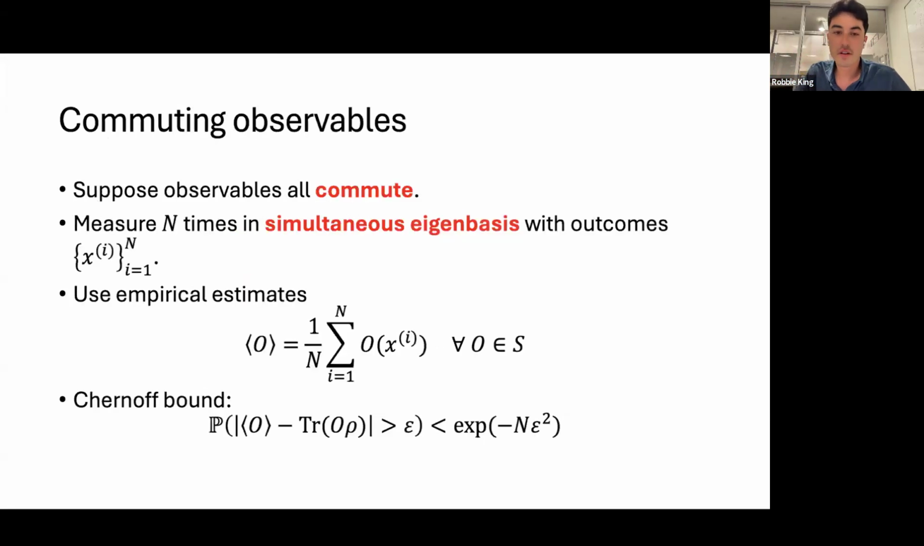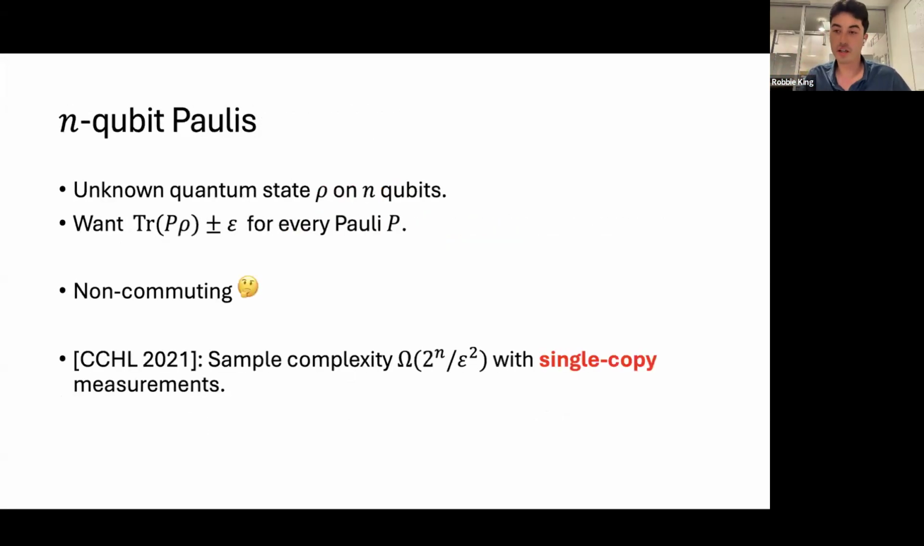Now, the previous strategy doesn't work anymore because the Paulis don't commute with each other. Crucially, they are very non-commuting. So this is sort of a puzzle. How do we do this? We can't capture all of them by measuring in a very clever basis, because all of the bases will miss a lot of the Paulis.